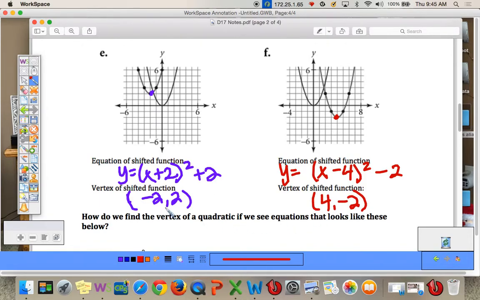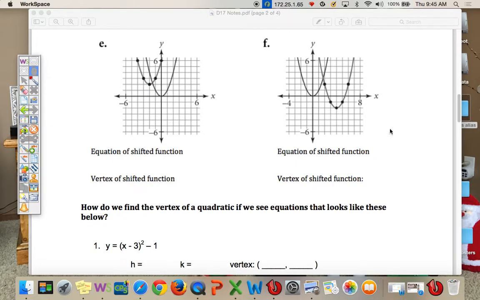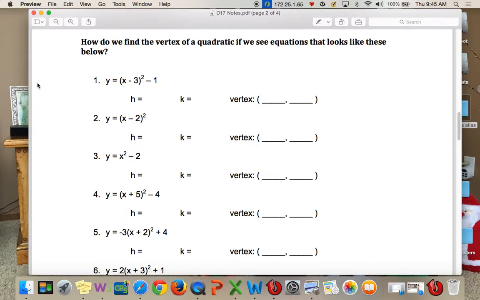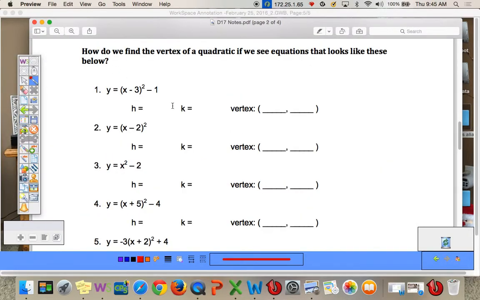How do we find the vertex of a quadratic in these equations? Well, the x value is the opposite of what's in the parentheses, and the y value is the number on the outside. So let's use that rule and find the vertex of each of these. We don't have to write what h and k is, that's fine.